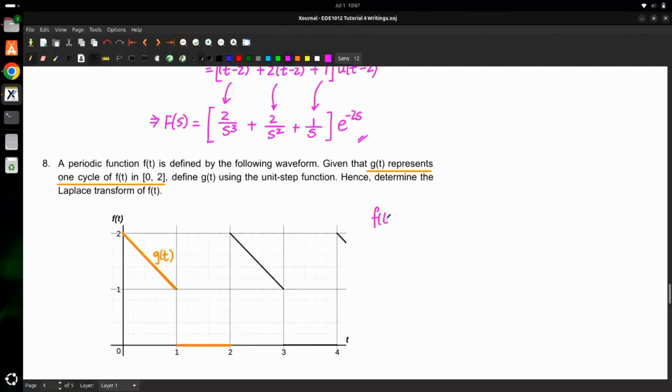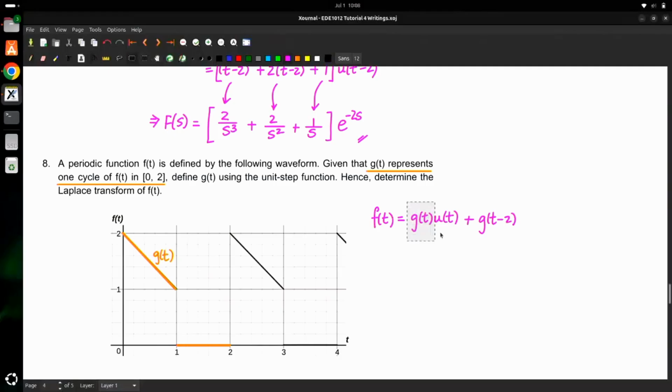So, f of t must be equivalent to... you have to start with g of t, correct or not? So that means it will be g of t times unit step t. Okay? That means you activate or turn on g of t at t equals to 0. Then after that you have this function. But you get another cycle that kicks in at t equals to 2, correct or not? So you have to plus what? Then it will be g of t minus 2, right?